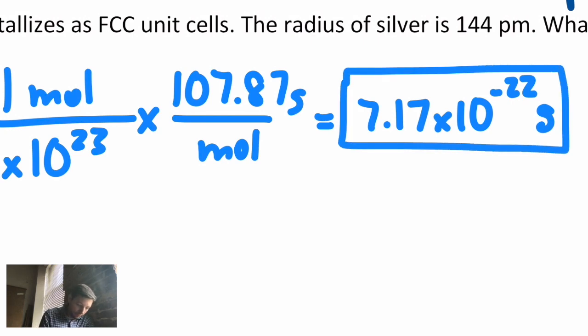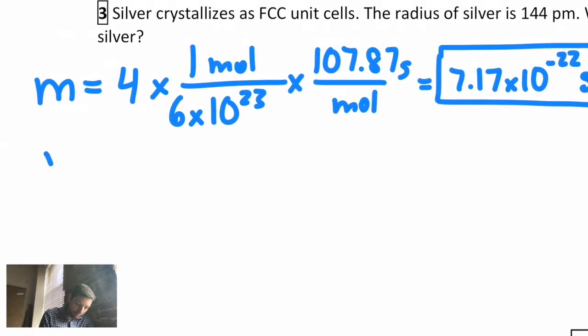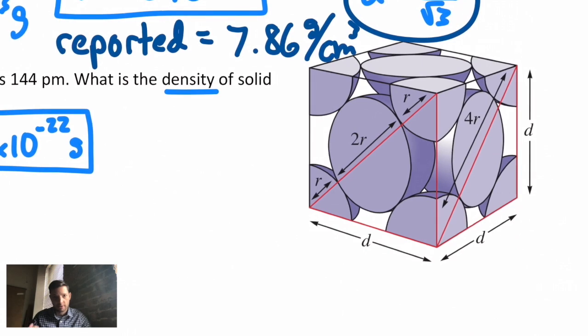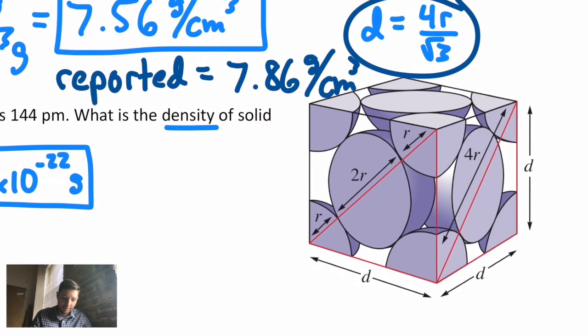Now the volume is going to be the edge length cubed. So once again, we need an expression of the edge length of this unit cell in terms of the radius of a silver atom. The picture that's given to us is very helpful, so we don't have to do as much thinking. Here's an edge length d. And unlike the body-centered cubic unit cell, this one actually has atoms touching other atoms along a face. So my edge length in terms of radius is not what we calculated for BCC.